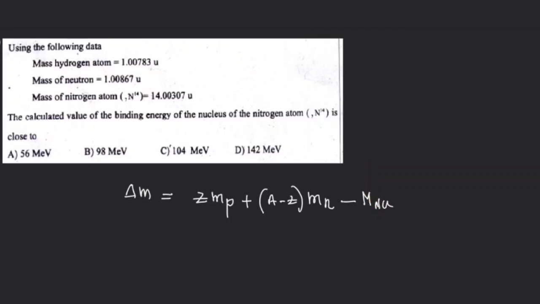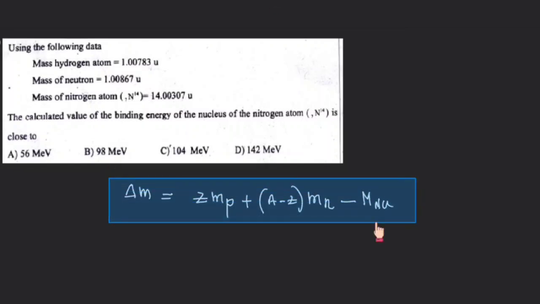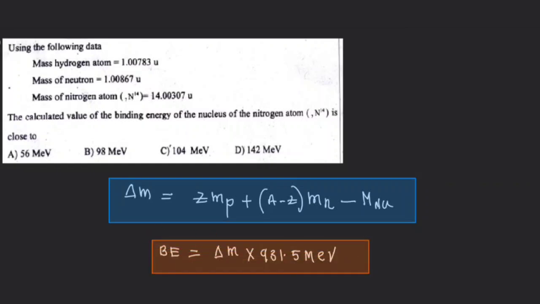Clear? That is the formula you have to keep in mind in order to solve this problem. You will get this delta M here. Then you have to multiply with 931.5. Then you have to write for the binding energy. Therefore, binding energy is equal to delta M into 931.5 into mega electron volt. This is one more thing you need to keep in mind in order to solve this. Just do the calculation, you will get it. So this is the direct one, which is option A.